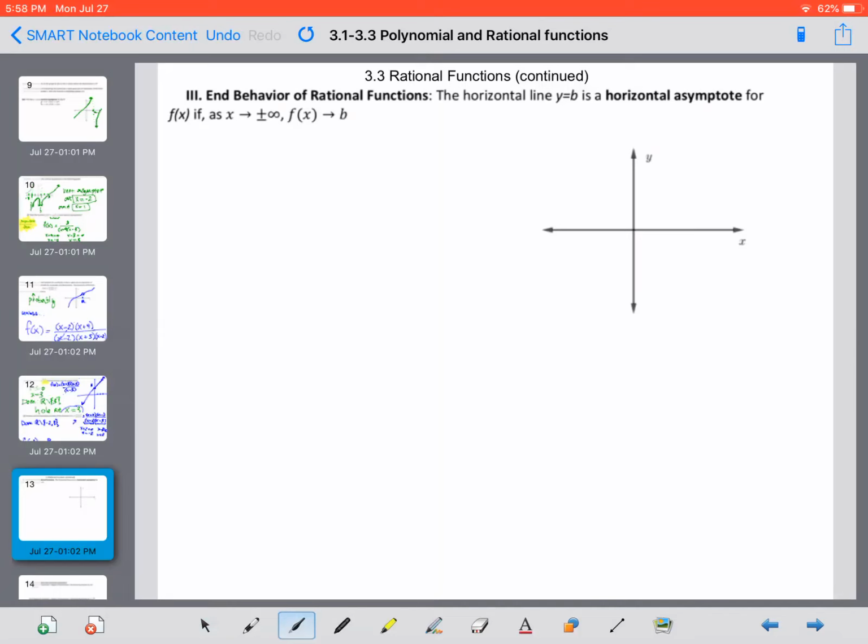Today we're going to talk about some other qualities of a rational function that might help us eventually in trying to get a sense of what the graph of a rational function looks like. So we're going to start by talking about end behavior.